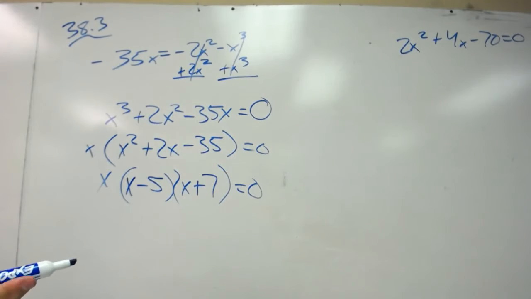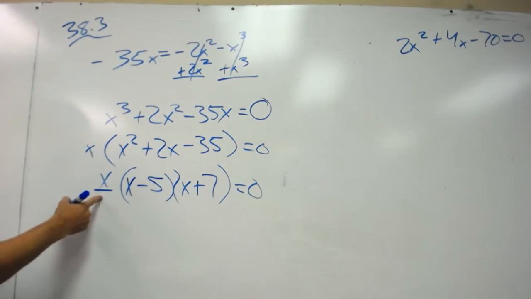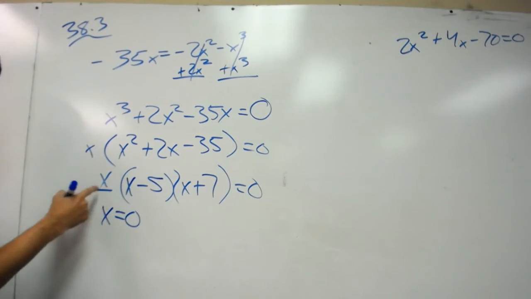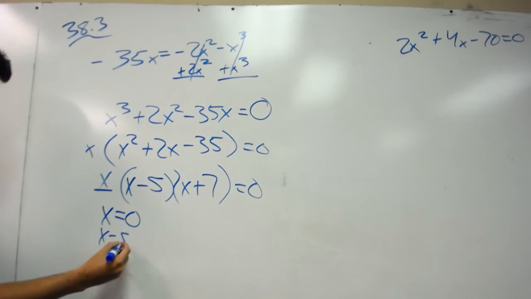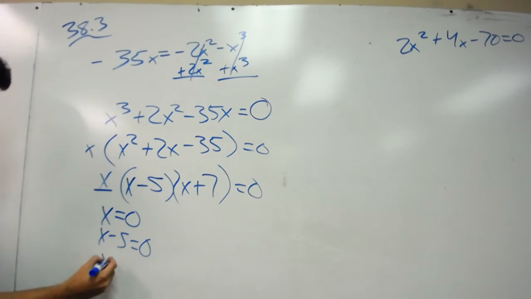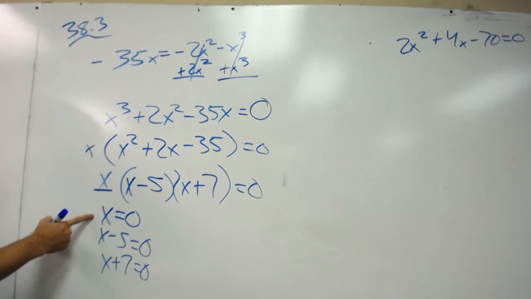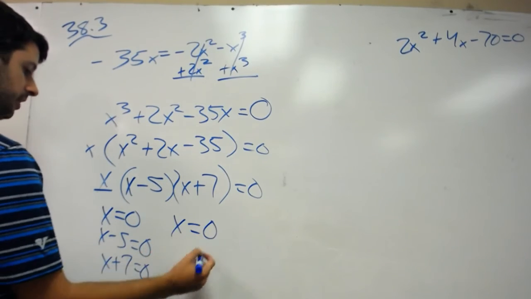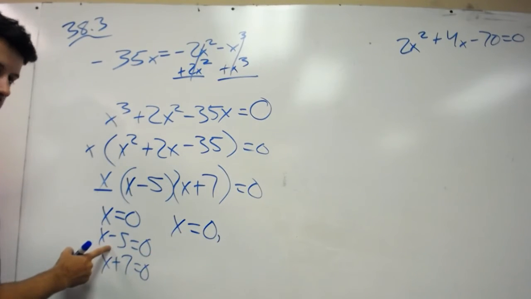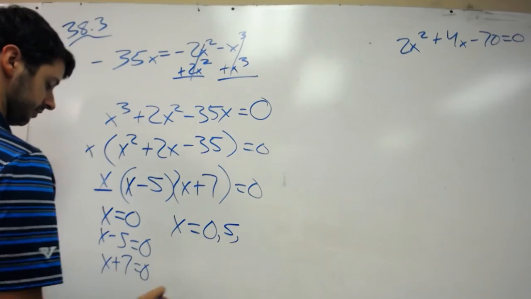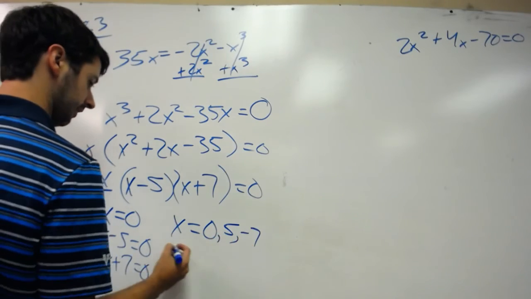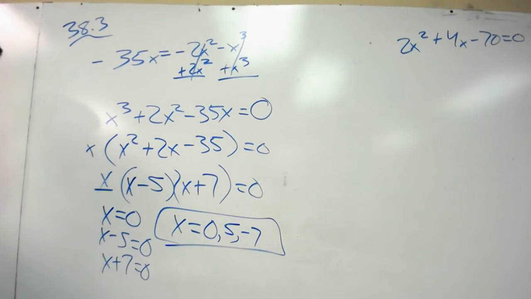Now the difference here is we have this x. This is the only difference from the last problem. What we do is we say x is equal to 0, x minus 5 is equal to 0, x plus 7 is equal to 0. So this is actually an answer for x. So x equals 0. When you add the 5 to the other side, you get 5. Subtract the 7 and get negative 7. And those would be your answers for x.